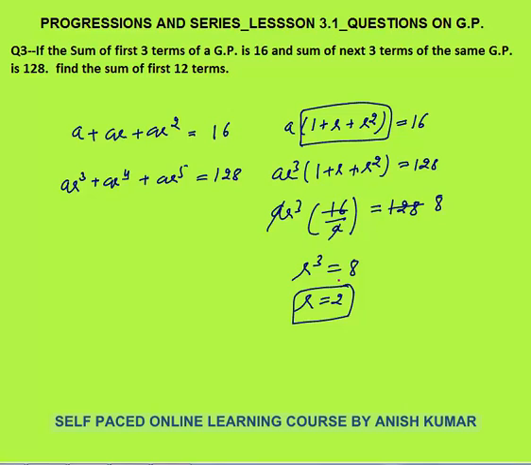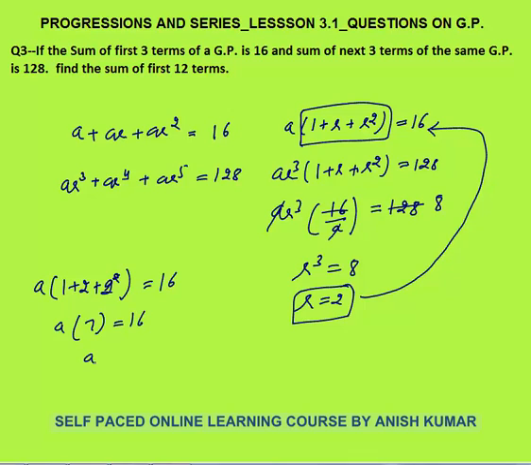Now once you have the common ratio, you can calculate the sum of the first 12 terms. But before that we need to calculate the value of a. So we know that a into 1 plus r plus r square is 16. Put the value of r in this equation: a into 1 plus 2 plus 2 square is equal to 16. So a into 1 plus 2 plus 4, which is 7, is 16. So a, the first term, is 16 by 7.